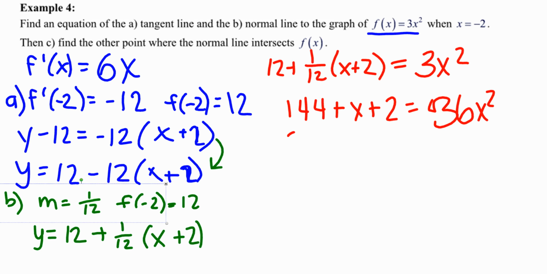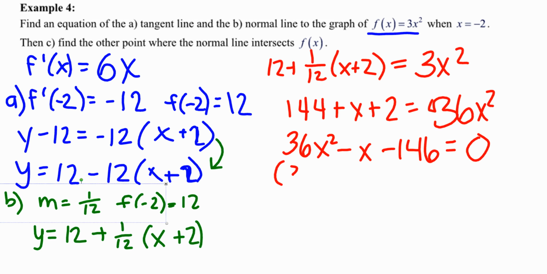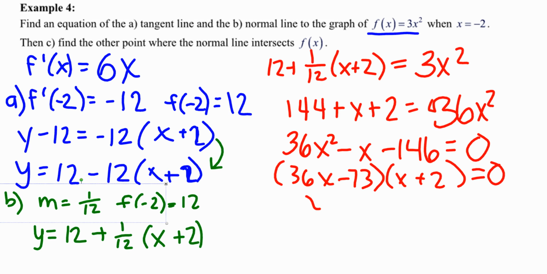I'm going to pull everything to one side. 36x squared minus x minus 146 equals 0. Now from here, if you're really good at factoring, you can factor, or you can use the quadratic equation. 36x, okay, x plus 2 minus 73. I believe that works. You can check it out. So we'd have at x equals 73/36, or at x equals negative 2.